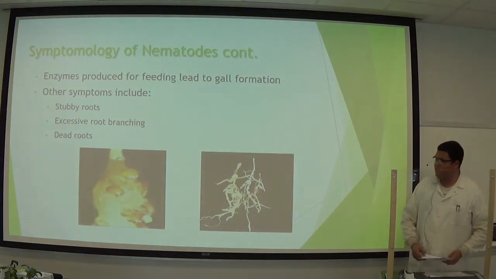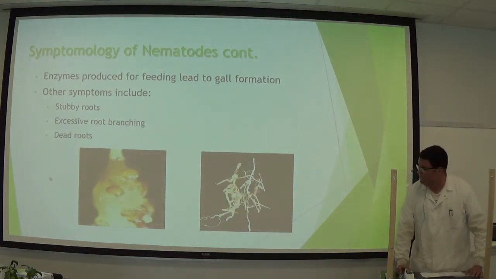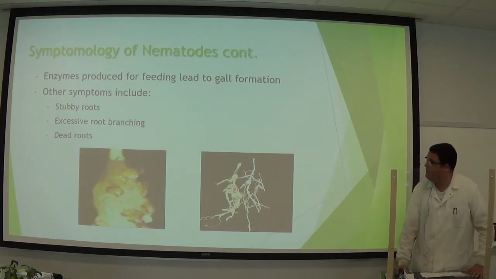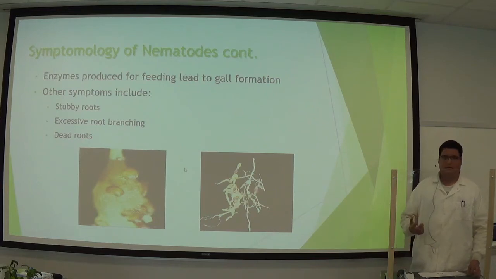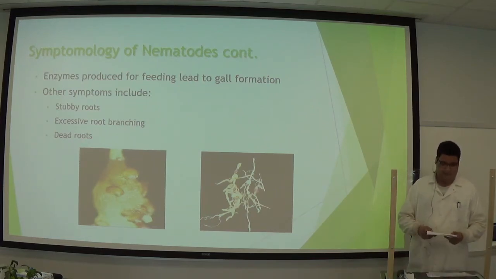These are more close-up slides of what that knot looks like in the root. You start to get all these lumps and bumps everywhere. It just looks very nasty. You can also get stubby roots, meaning they don't grow as long as they should. You can also get excessive branching. That's a result of the stress that the nematode induces on the plant. And sometimes they can just straight up kill the roots as well.